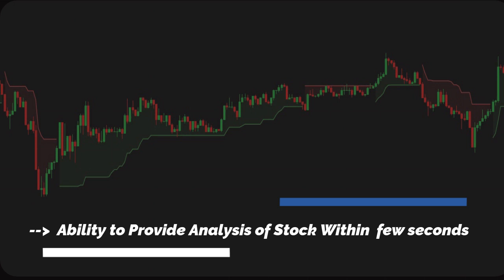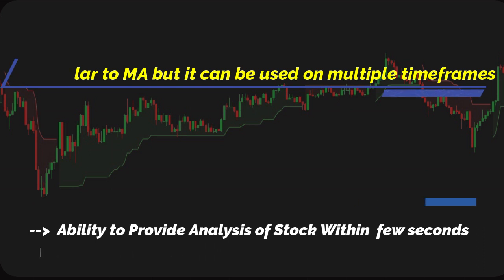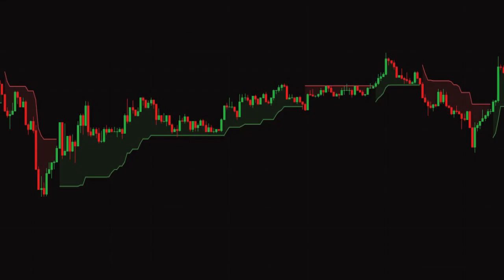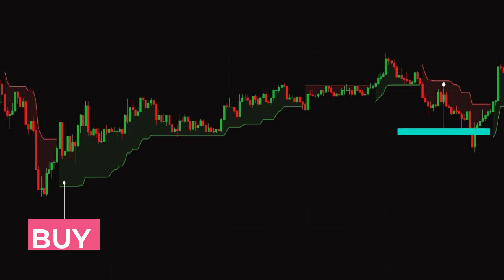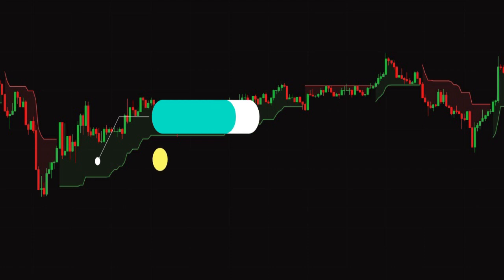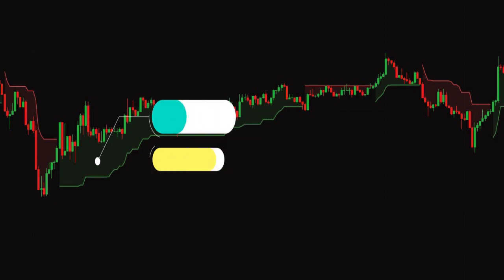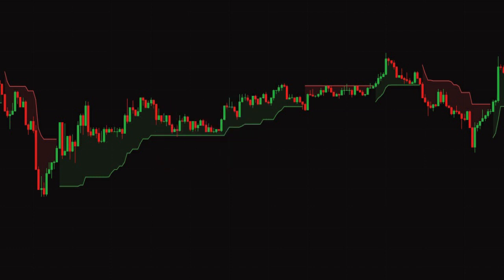This indicator is similar to moving averages, but it can be used on multiple timeframes to generate entry and exit signals. Supertrend is a technical indicator that allows you to identify trends and provides you with both buy and sell signals. It may be applied across different timeframes, like 5 minutes, 15 minutes, or 1 hour, although you may note that a smaller timeframe may lead to a higher frequency of signals being generated. It usually alternates between two colors, green and red, indicating whether the trend is an uptrend or downtrend.